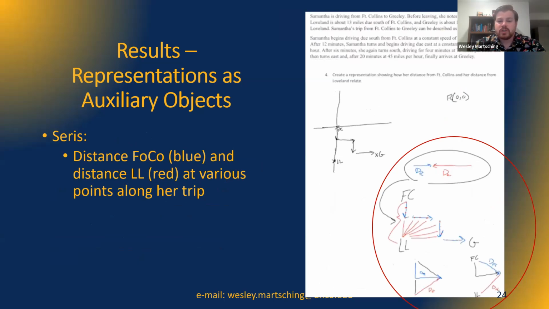On a later question, which had the participants represent how the distance from Fort Collins and the distance from Loveland relate, series color-coded 2 distinct vectors. The blue vector that you see actually represents how far the car is away from Fort Collins at any discrete point. And the red segment represents how far the car is away from Loveland at the same points in time. So again, that coordination of the 2 values simultaneously. And in this case, he used these additional red and blue vectors to show how that distance was changing from both cities.